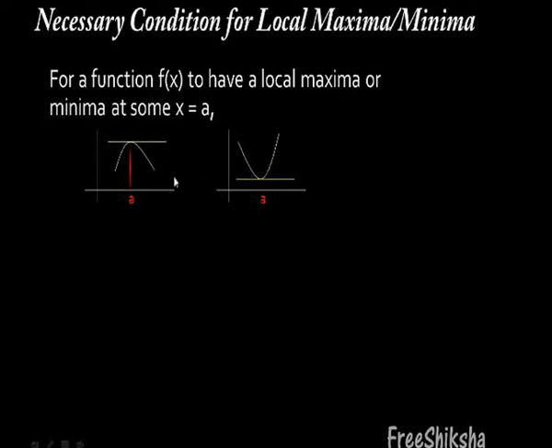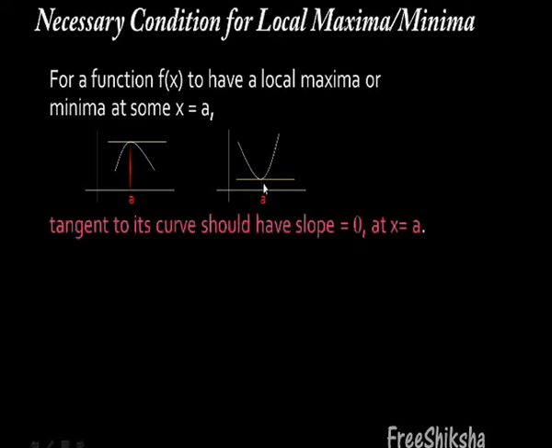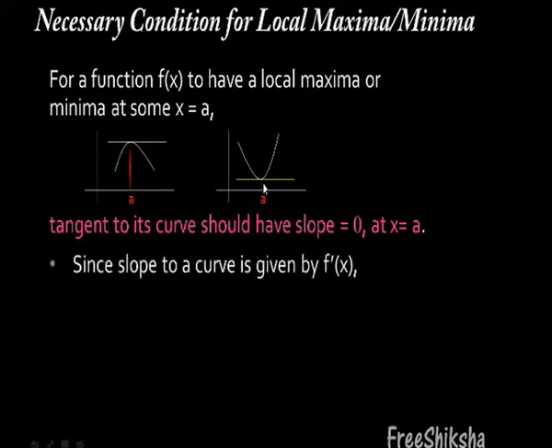What is the common thing that you observe in both these curves? It's the tangent. If you draw the tangent at point A, the common thing is that both these tangents have slope equal to 0. That is the condition: the tangent to the curve at point A should have slope equal to 0.